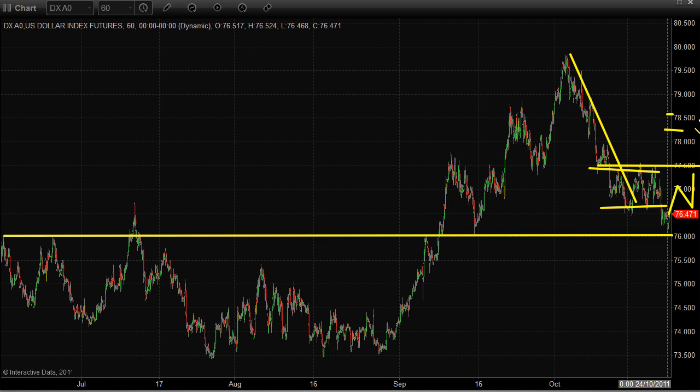If we get that, we're going to get a pullback, a multi-day pullback in equities and commodities, and then after that, I have a feeling the US dollar could end up falling sharply lower, and of course that will put a bottom in the equities and commodities market.